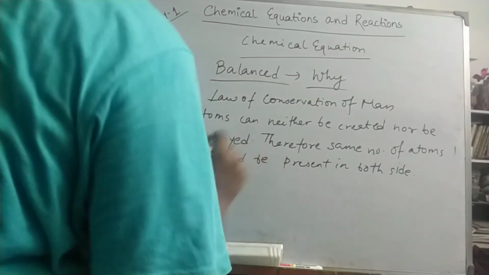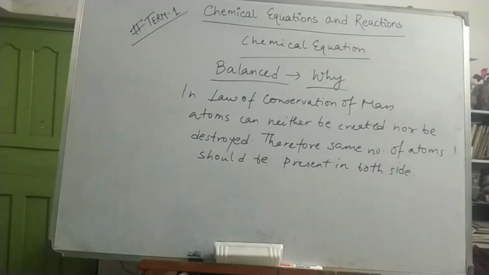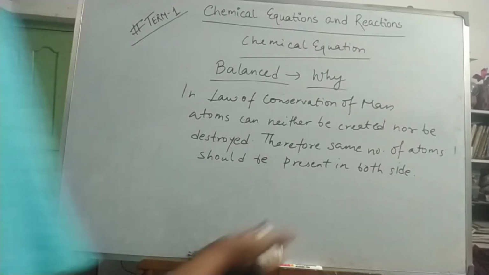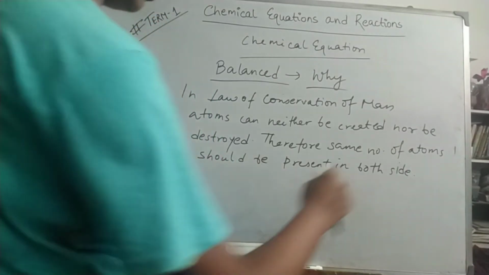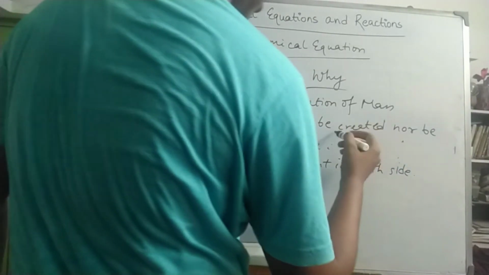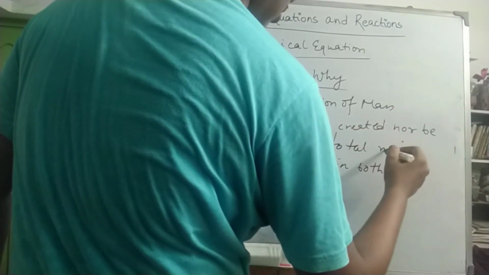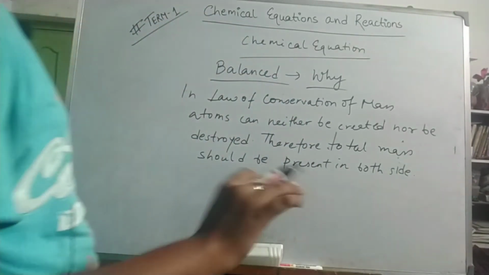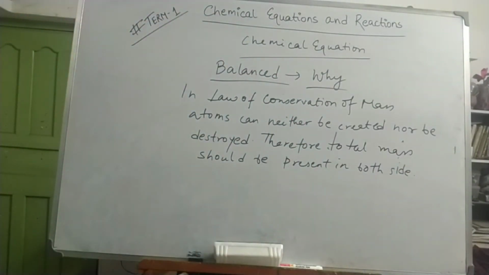We all know that. So therefore the same number of atoms or total mass of the reactants should be present. It will be better if I write total mass of the reactants. The same number of atoms should be present in both the sides. That means in the reactant side and as well as in the product side. Otherwise the chemical equation will not be balanced.